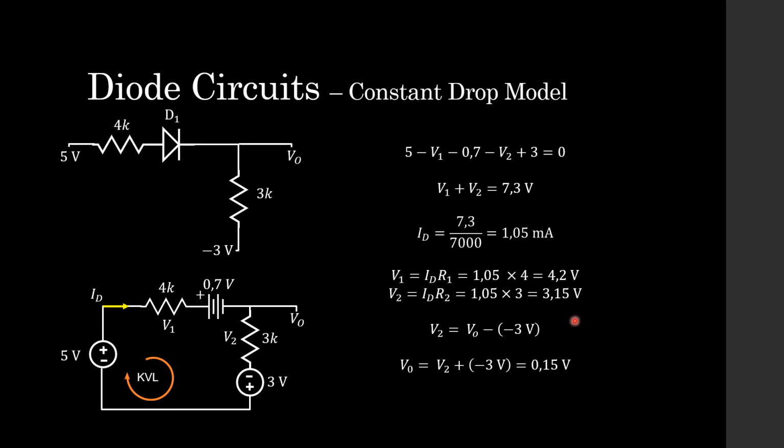And then finally, because we know the voltage across the resistor V2 over here, we know that the output voltage can be calculated by just taking this minus 3 volt source. So the difference between the output voltage and this minus 3 volt source is the volt drop across this resistor. That's how we get this equation. And voila, we can calculate the output voltage.